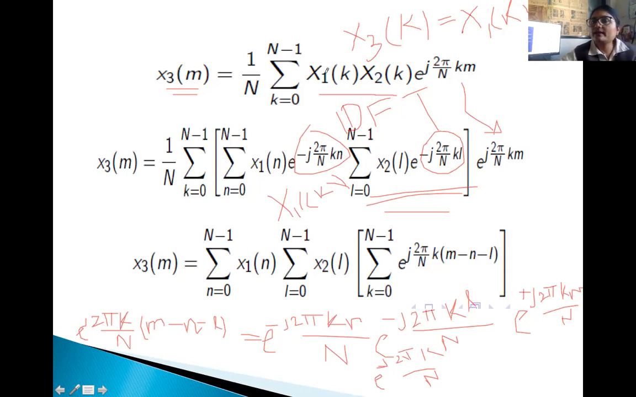मग आपण पुढे काय केलं? x1 of k ची व्हॅल्यू सबस्टिट्यूट केली इथं, and x2 of k ची value पण substitute केली in the second equation. After substituting x1 of k and x2 of k, what we did, we have taken these values, summation x1 of n, summation x2 of n. We have taken these two values outside of the bracket, and this is going to remain in the bracket.